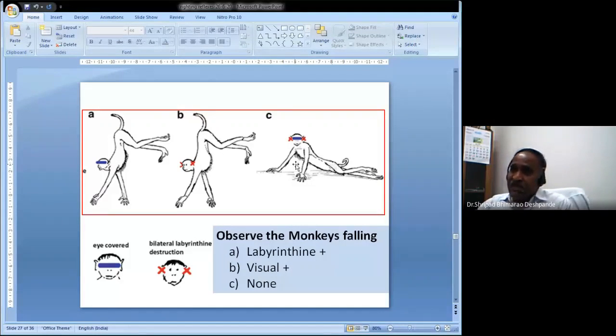And here is the third monkey. In this monkey, we closed the eyes also. When we close the eyes, what happens? Neither the visual cues nor the vestibular cues are available. So it drops down flat because there is no orientation. There are no labyrinthine righting reflexes or visual righting reflexes operating in this monkey, because the eyes are blindfolded and the vestibular system is destroyed. Under such circumstances, it falls. You look at how it has fallen.